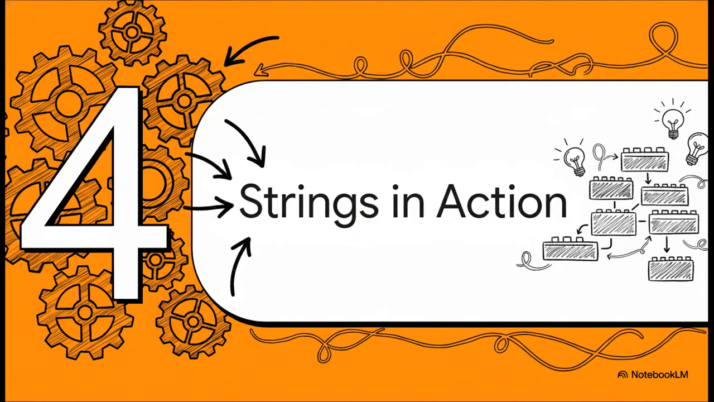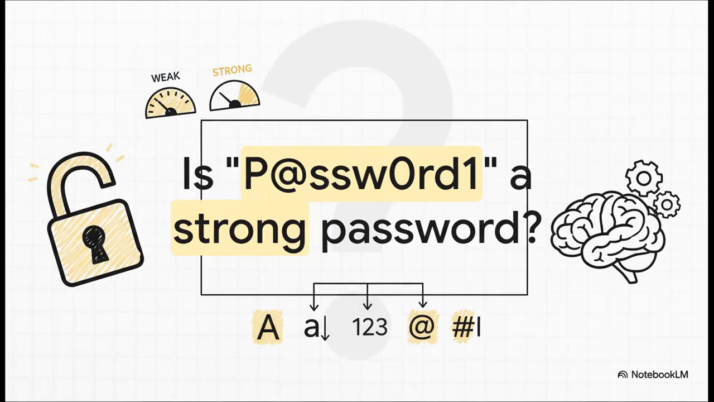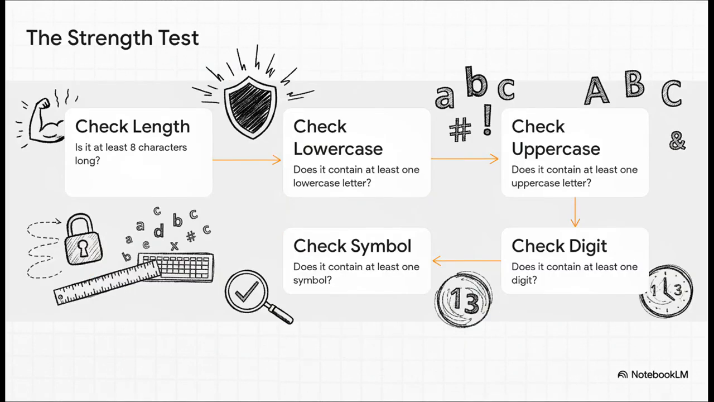Okay, theory is great, but let's get our hands dirty. We've seen all the tools in the toolkit. Now let's put them to work and solve a real-world problem. This is where it all clicks. So here's the plan. We're going to build a simple password strength checker, a perfect little project that uses pretty much everything we've just talked about. Let's use Password1! as our test case. Is it strong? Does it meet our rules? Let's find out together.